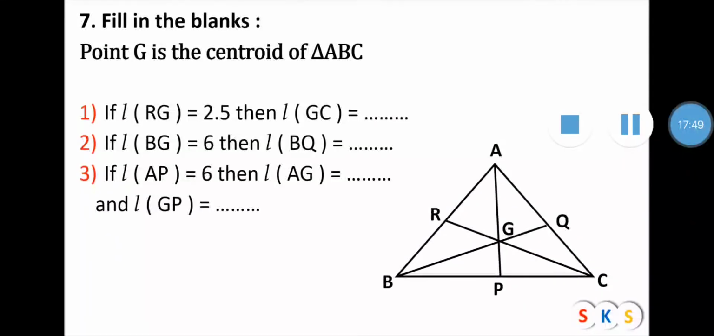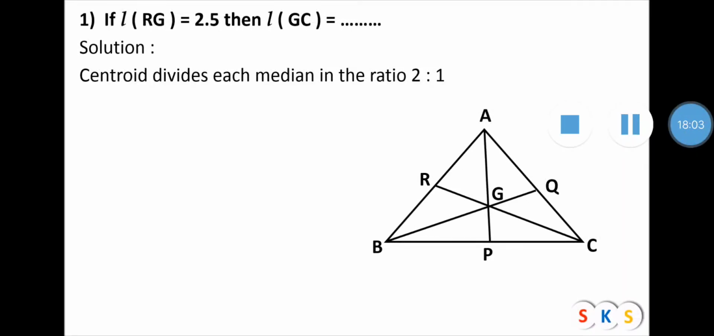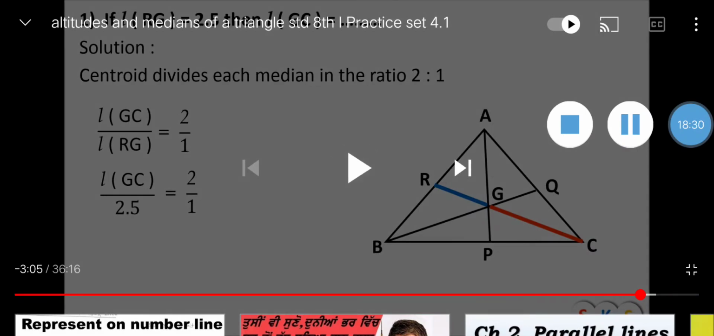Fill in the blank. Now question number 7. Point G is the centroid of triangle ABC. They have already mentioned that it is the centroid of triangle ABC, and we already know that centroid divides each median in the ratio 2:1. Let's start with first. If length of RG is equal to 2.5, then length of GC is what? So we can write length of GC upon length of RG is equal to what? 2:1. You can see that GC is the bigger line. So GC will be 2 and RG will be 1.